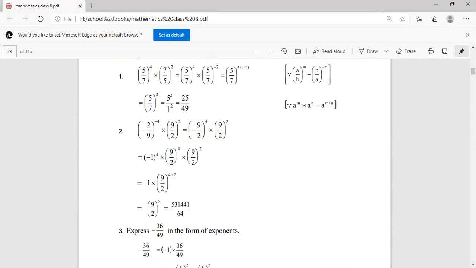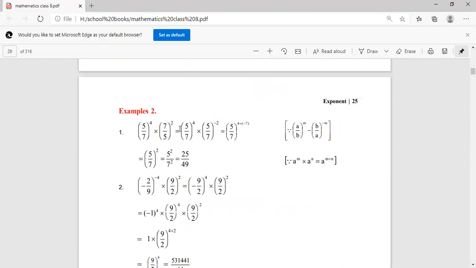Okay, here what is given to us has once again been solved here. After solving this part, that is 5 by 7 whole to the power 4 into 7 by 5 whole to the power 2, the square. Okay, so when it is solved here, it is given as, after solving, here we got the value. Okay, here see.